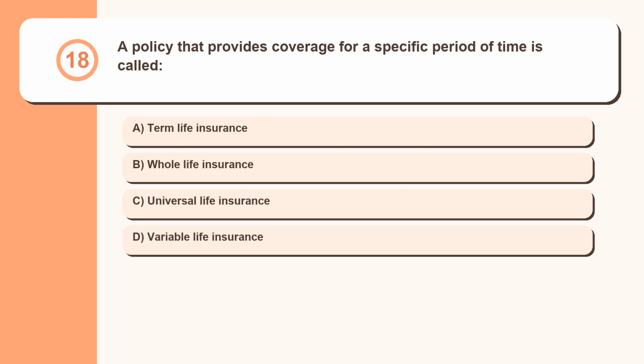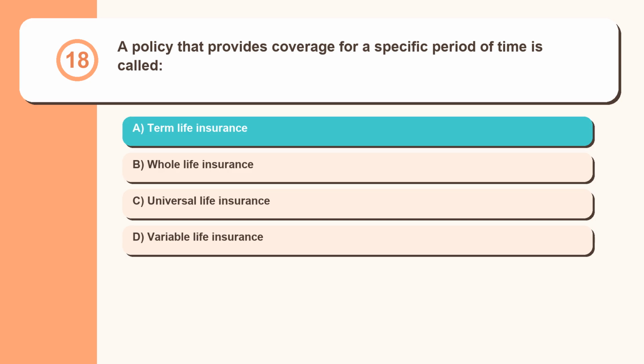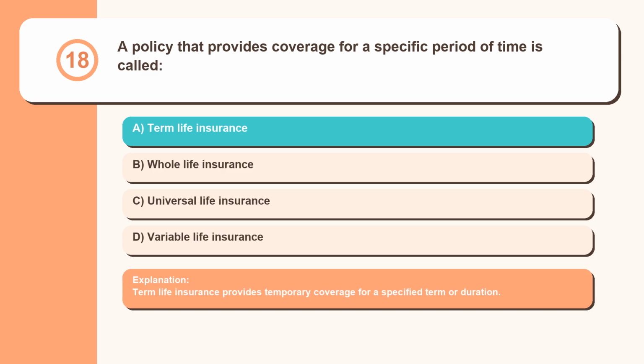Question 18. A policy that provides coverage for a specific period of time is called term life insurance, whole life insurance, universal life insurance, variable life insurance. Term life insurance provides temporary coverage for a specified term or duration.